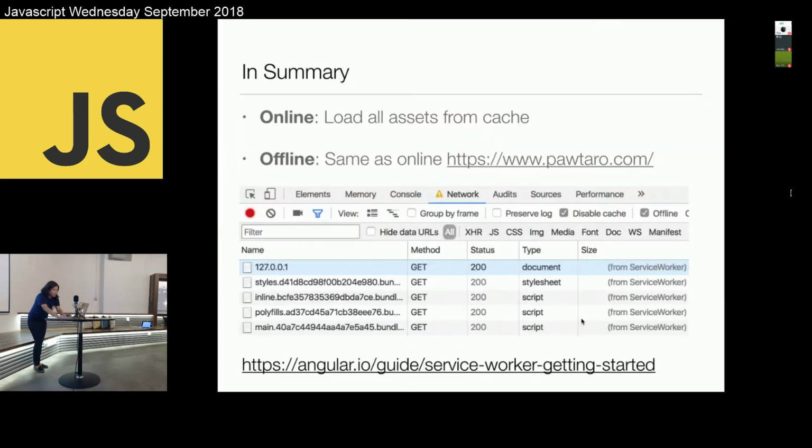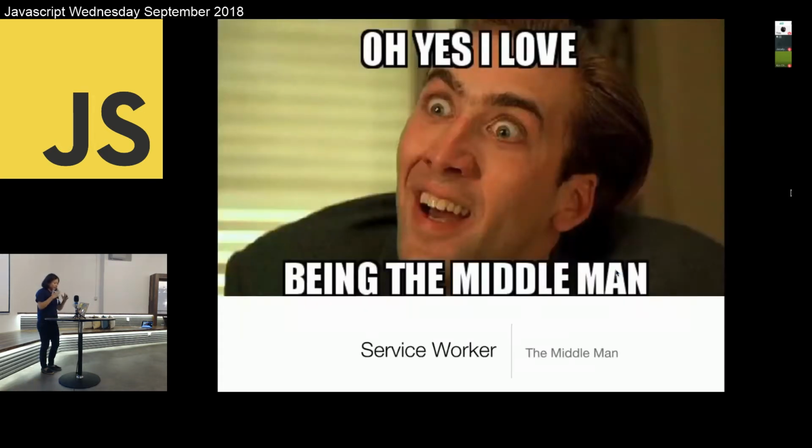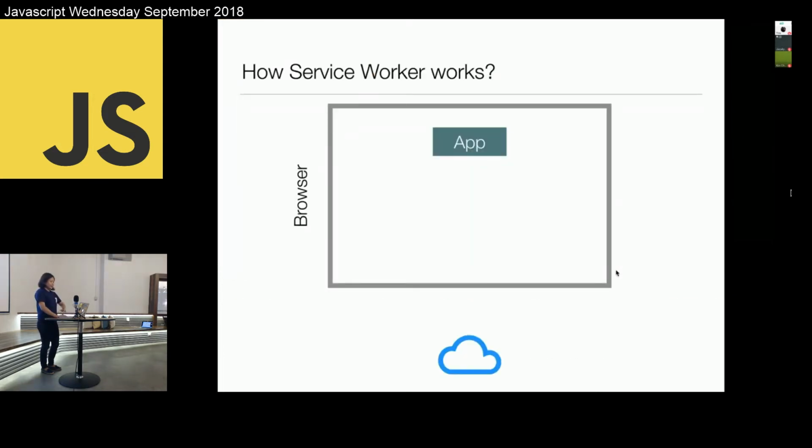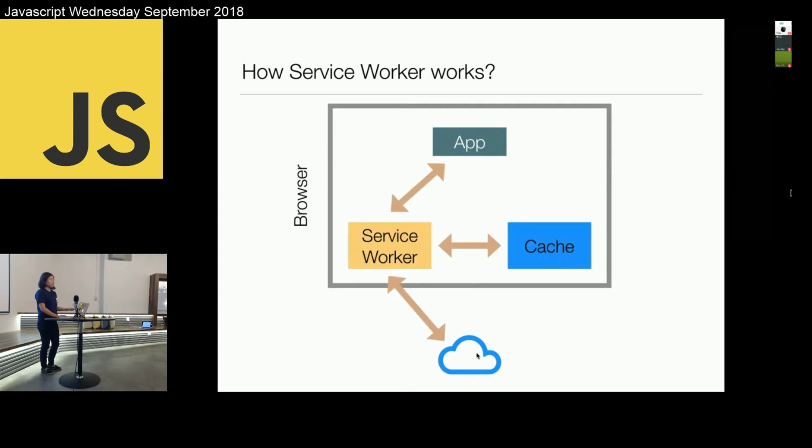Okay, so in summary, just now we said the second time we load, it is called from the service worker. So what is a service worker? A service worker is the middleman between your app and the server. Let's say this is your browser, this is your app, this is your server. Normally when you request anything, you directly request from the server. But a service worker is like a middleman that you can configure.